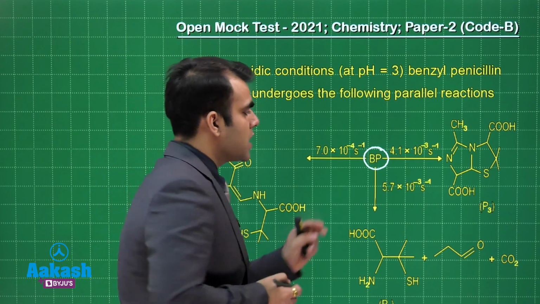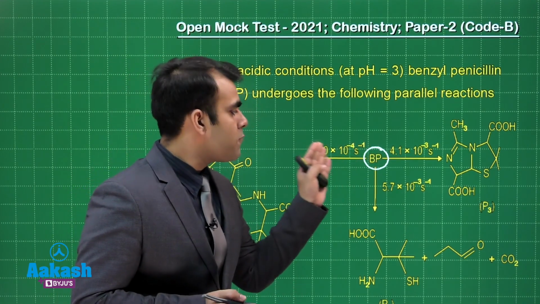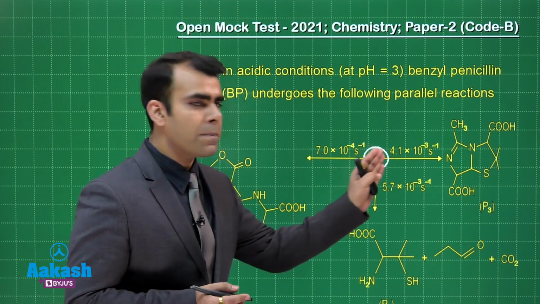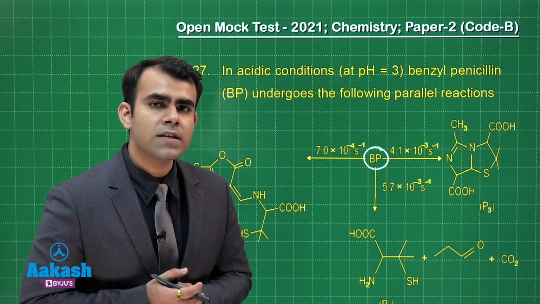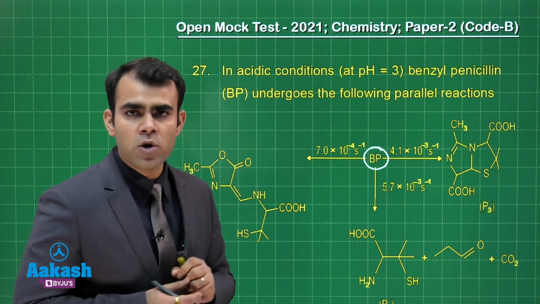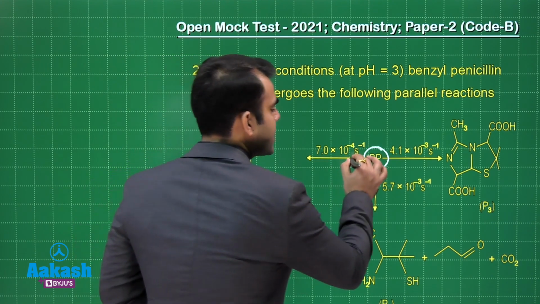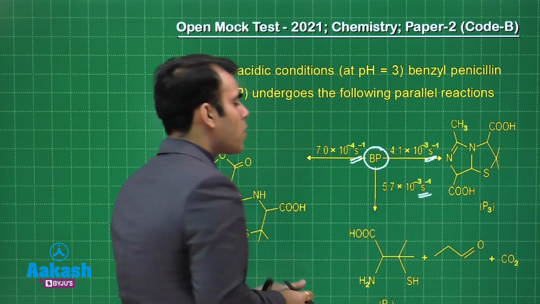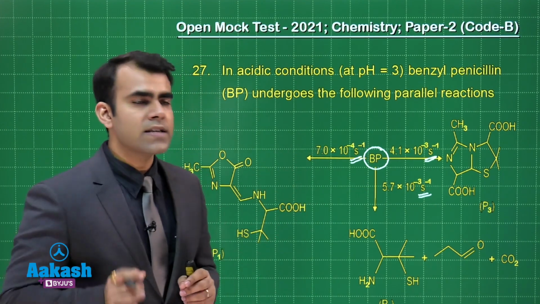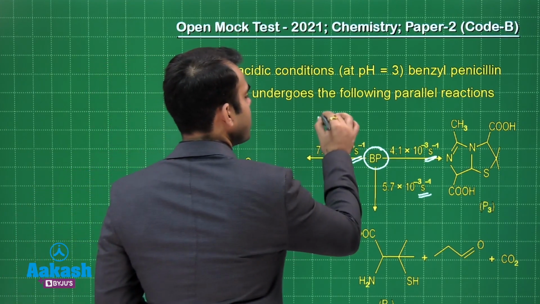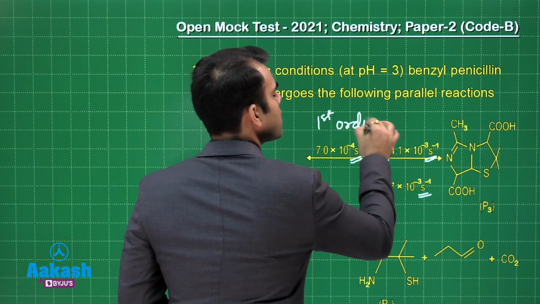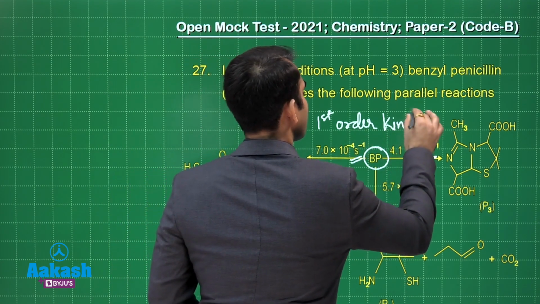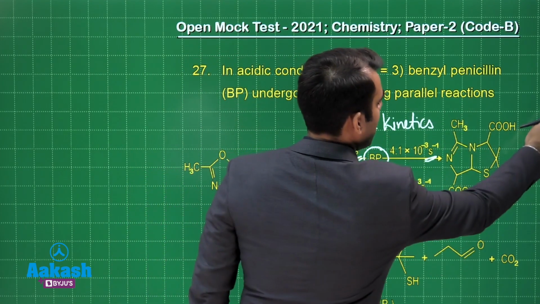Now if you see closely, the rate of formation of P1, P2 and P3 is basically first order kinetics. Why am I saying it is first order kinetics? Because you can see that the rate constant has the unit second inverse, and from the unit of the rate constant I can determine that this is a first order kinetics reaction.